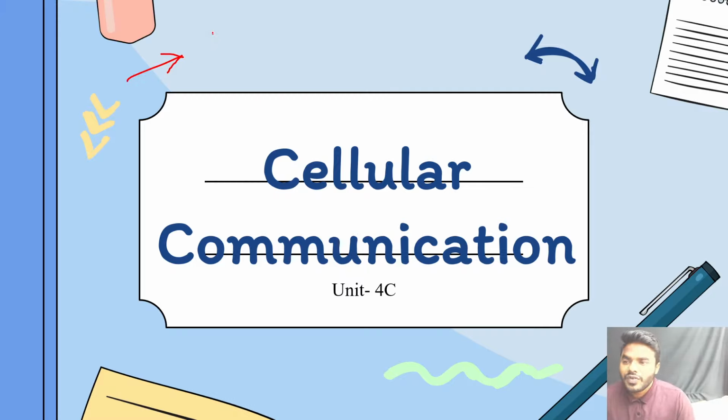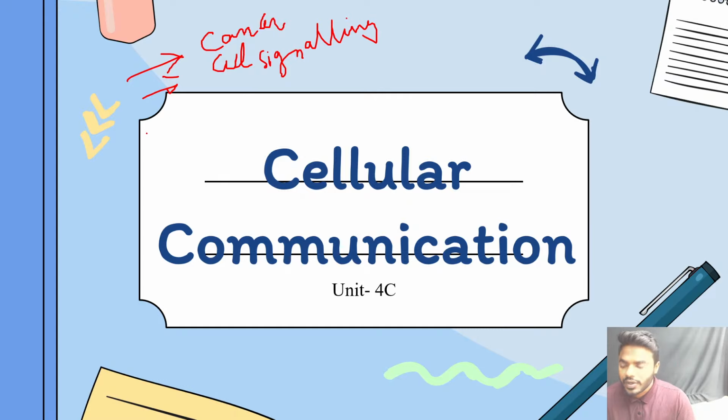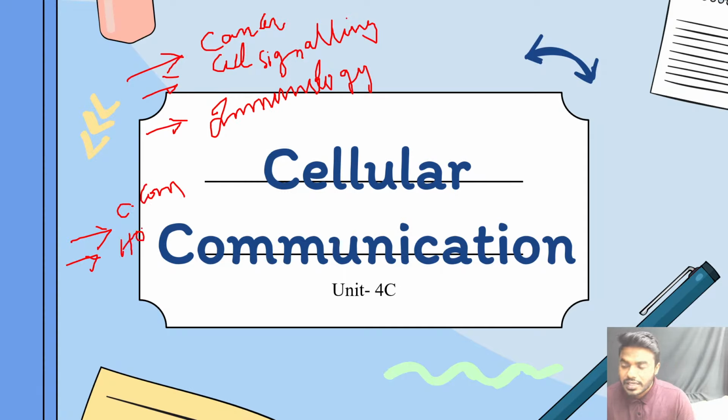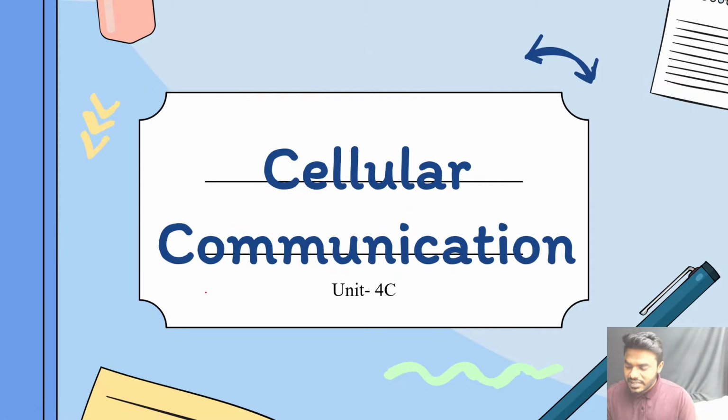Okay. So we have done cancer, we have done cell signaling, and we have done the all-important topic of immunology. We have an 8:30 class also. We are left with two topics: cellular communication, and another very important topic, host pathogen interactions. Both topics are extremely important, especially for the Part C questions.